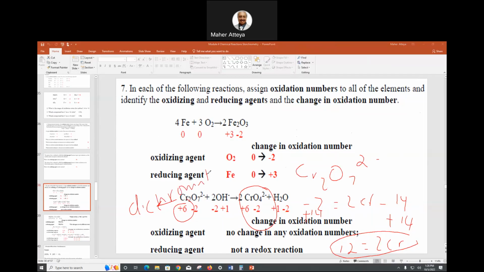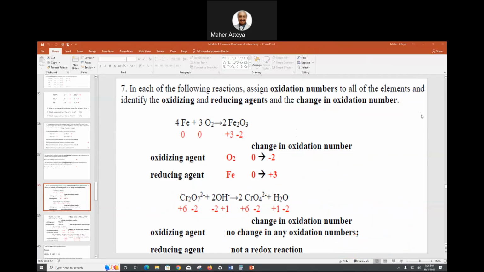Dichromate, and this is just chromate ion. So now we have all these charges there. Hydrogen is always +1, oxygen always -2. So let's look at this. Tell me which one is being oxidized and which one is being reduced.